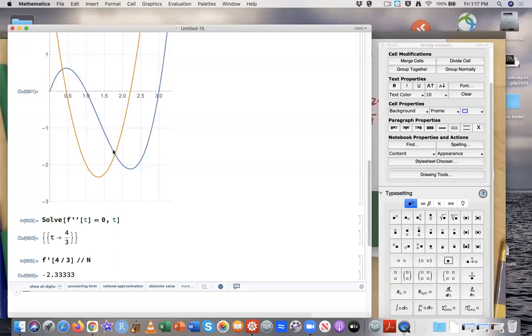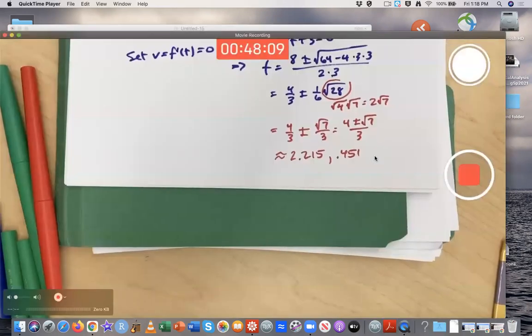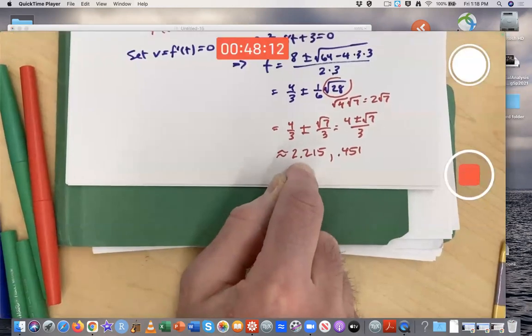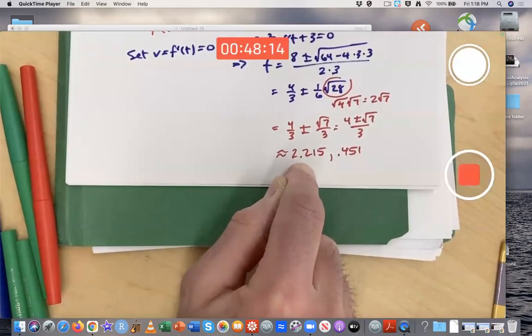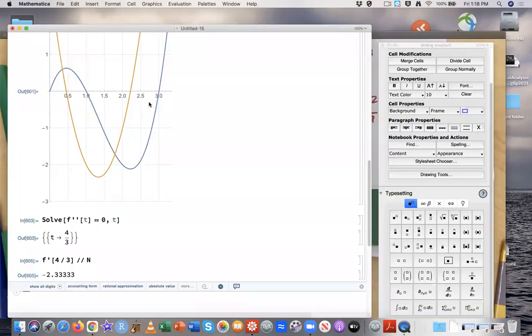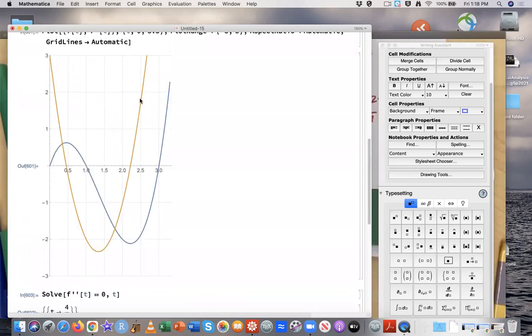Now the bug's still traveling in the negative direction here, but it's slowing down because the slope is getting closer to 0 here. The velocity graph is still negative, but getting closer to 0. At this moment in time, between 2.2 and 2.3, the velocity is 0 again. The bug turns around again at that moment in time, when this graph has a horizontal tangent and this graph is 0.